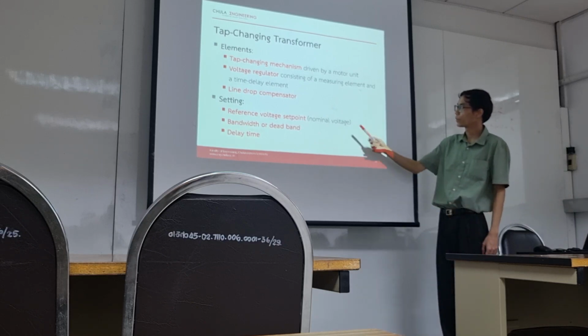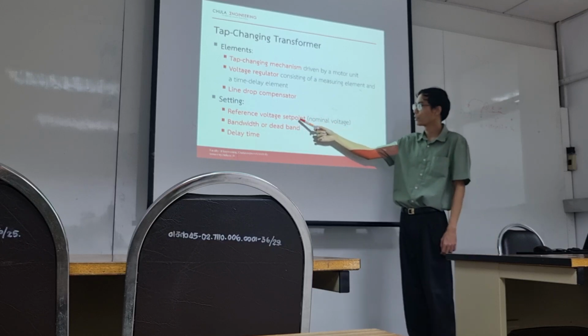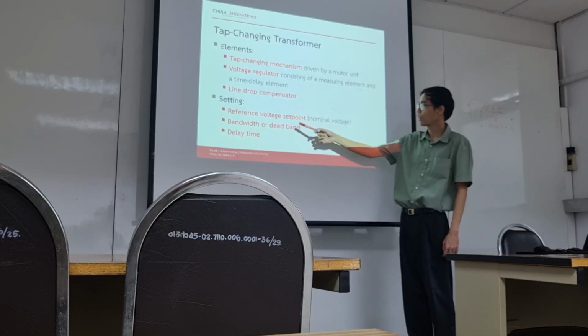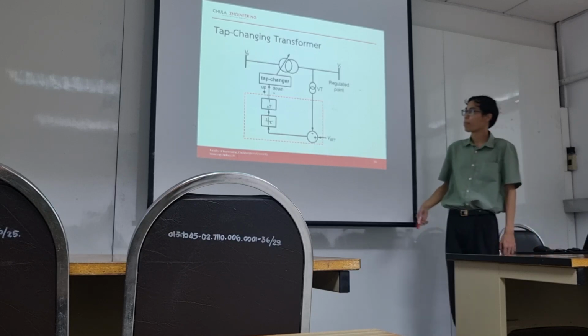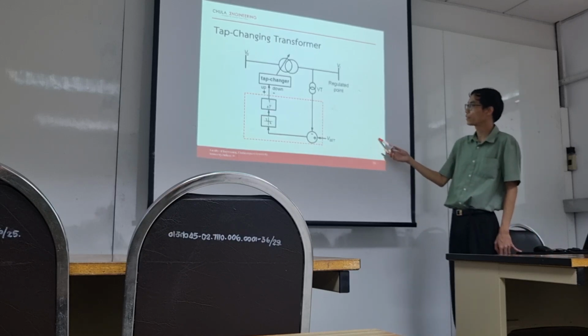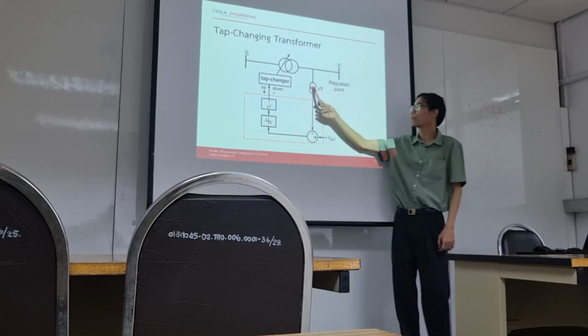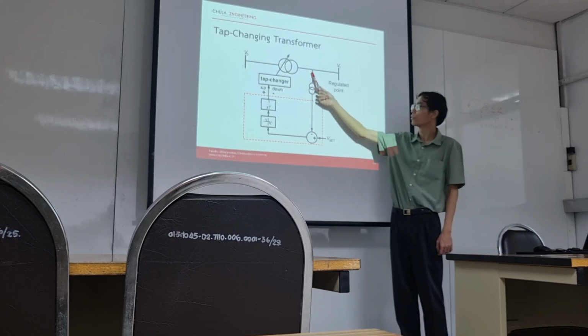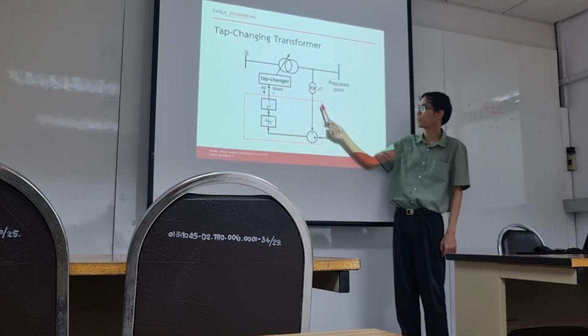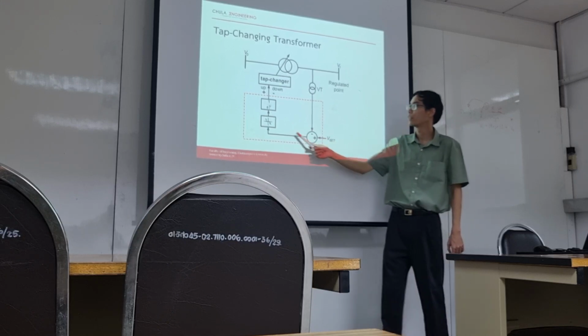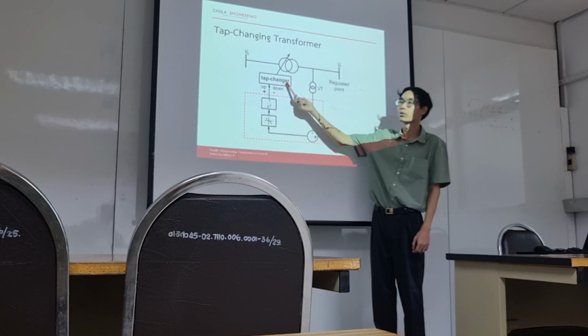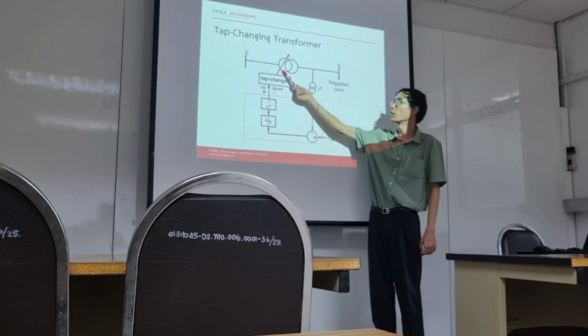Then we have settings: reference voltage, set point, bandwidth, and delay time. This is a picture of that. We measure voltage here using a voltage transformer, and this measured voltage is compared with the set point. And then this mechanism is used to adjust the tap of the transformer.